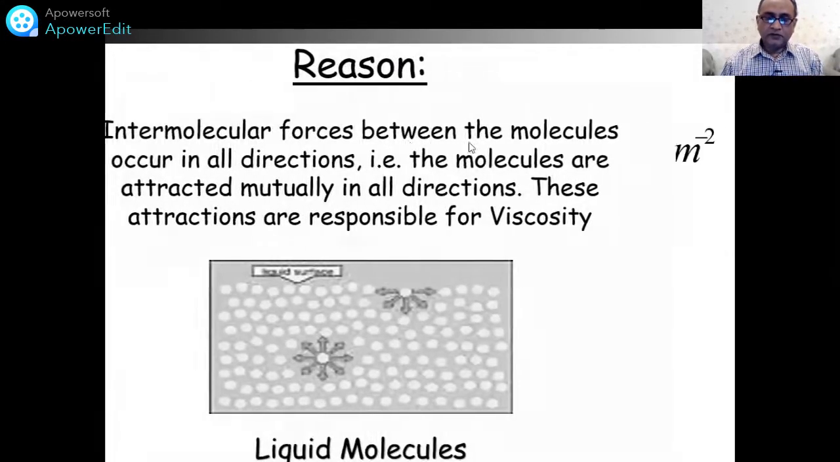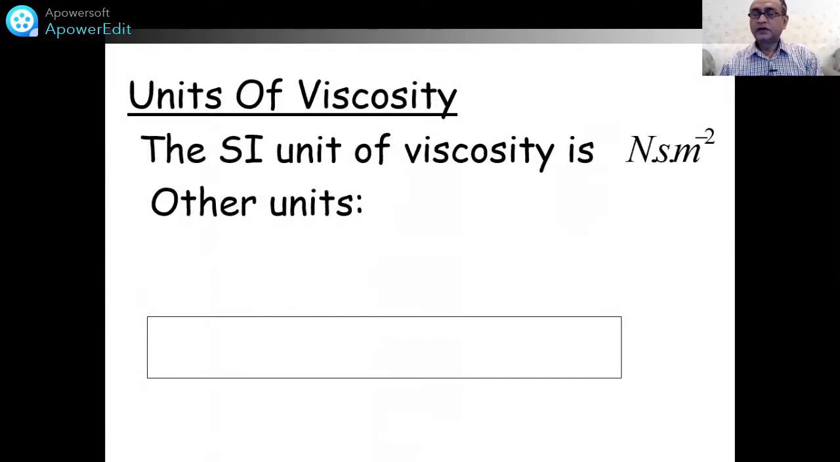So what are the units of viscosity? The SI unit of viscosity is, as you can see on the screen, Newton second per meter square. So if you see an MCQ, "Dash is the SI unit of viscosity," the answer is Newton second per meter square. All right.